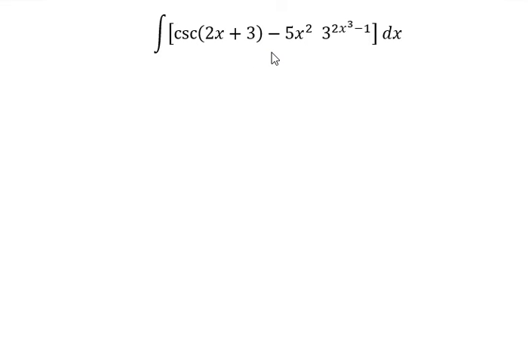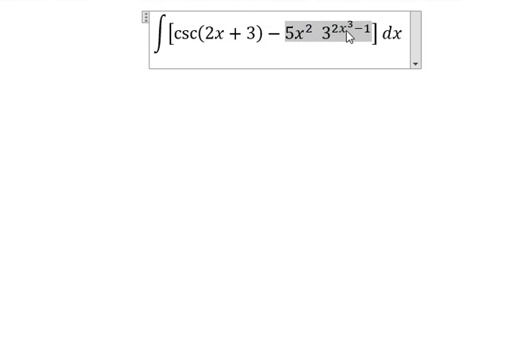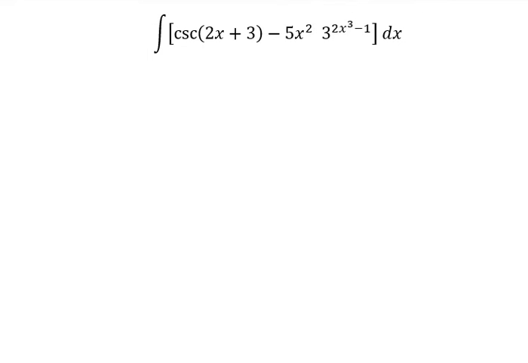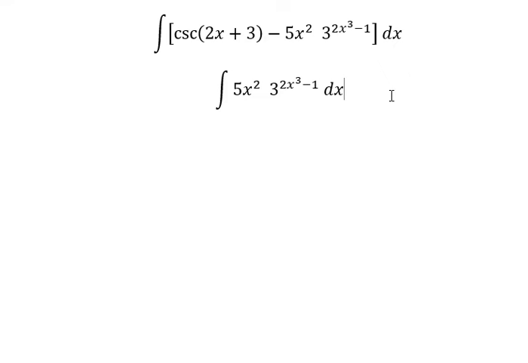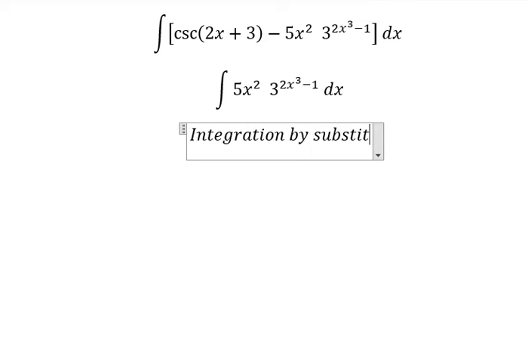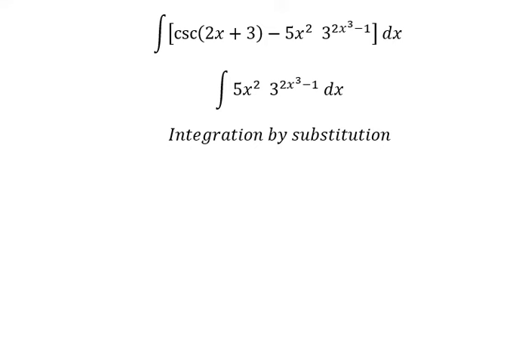The topic today is about integration. So now I will show you how to answer. I will concentrate on this one first. So I will use integration by substitution. So I will put u equals to this one.